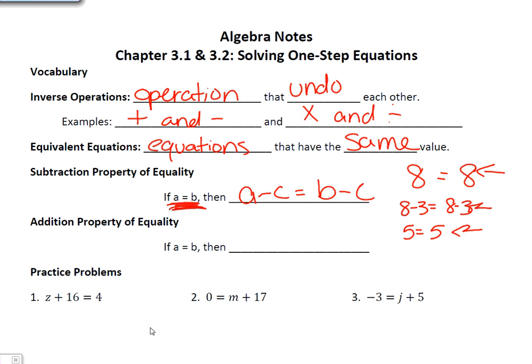Okay? Addition property of equality is the same idea. It says if A equals B, then A plus C equals B plus C. So just like in the subtraction property of equality where I could subtract the same amount from both sides, I can also add the same amount to both sides and end up with the same equivalent equation. Okay? So let's use these properties and try a couple example problems.